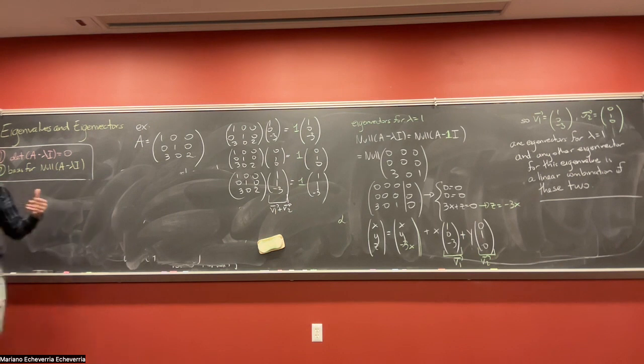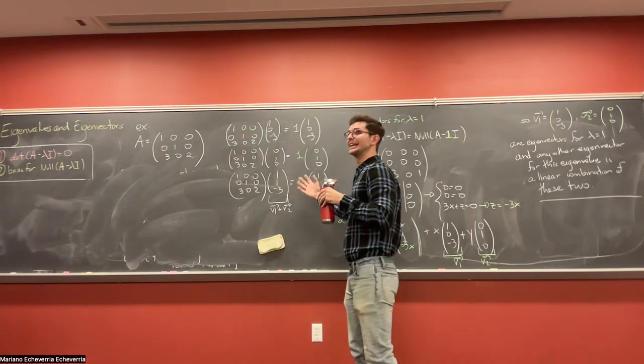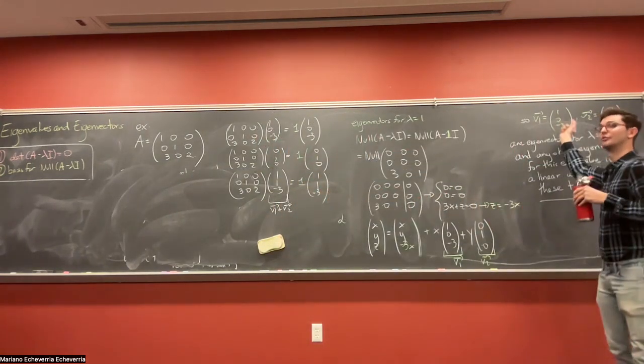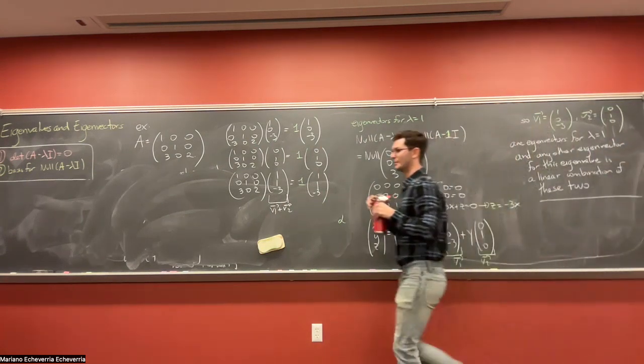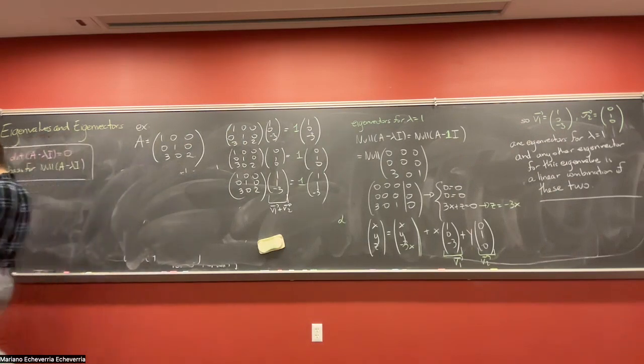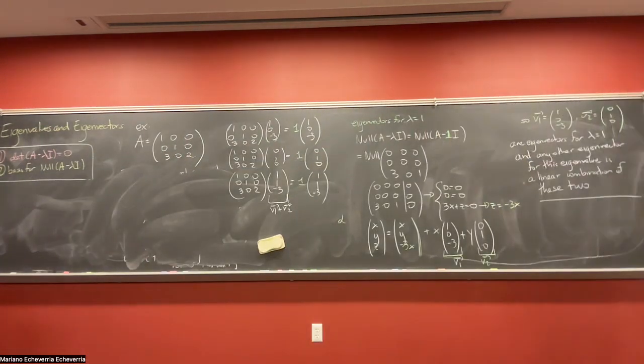And what I'm saying here is that any vector that gets left alone is just a sum of these two vectors. That's the whole point of finding the basis associated to this eigenvalue. And then we're not done yet, right? Because we still have another eigenvalue that we have to work with.